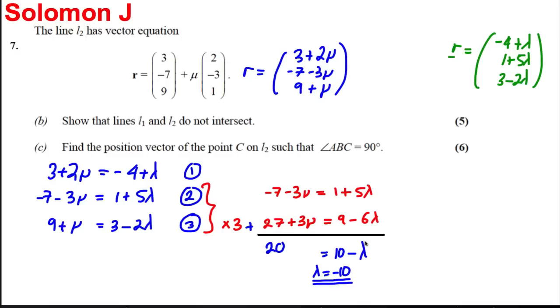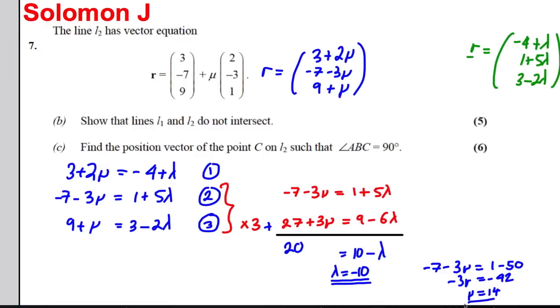So let's sub back into this one. Let's say here, negative 7 subtract 3 mu would equal to 1, and 5 times that would be subtract 50. Okay, so I've got negative 49 here. I add 7 onto both sides, so negative 49 add 7, I would get negative 3 mu equal negative 42. Divide by negative 3, I get myself that mu must be 14.